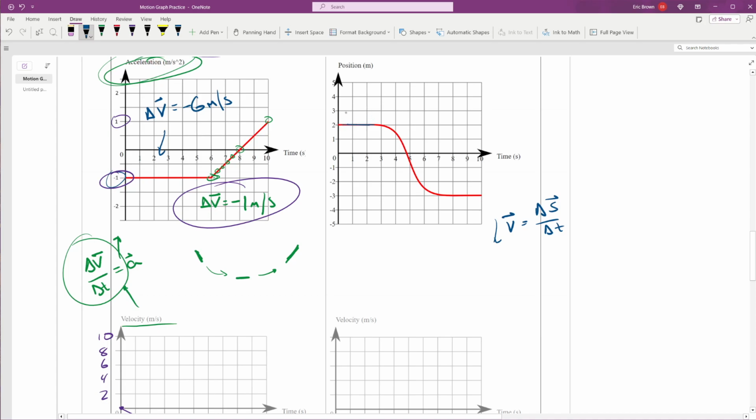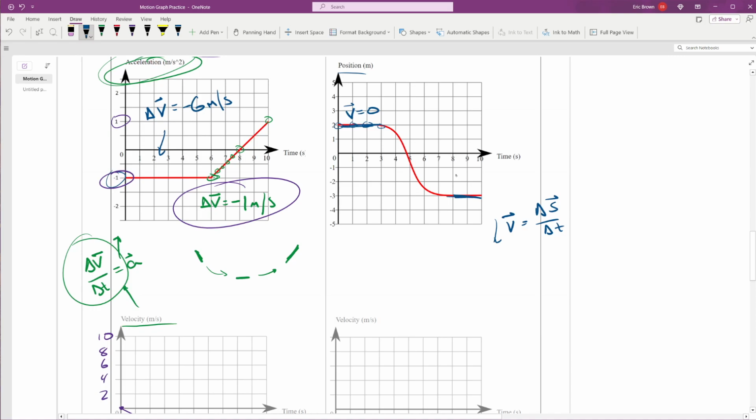I start flat. So I start with 0 slope. Velocity is 0. Picture what this graph means. I'm at 2 meters on the meter stick, on the tape measure. A second later, I'm still at 2 meters. A second later, I'm still at 2 meters. I'm not changing my position, and so I'm not moving, so velocity is 0 for that part.